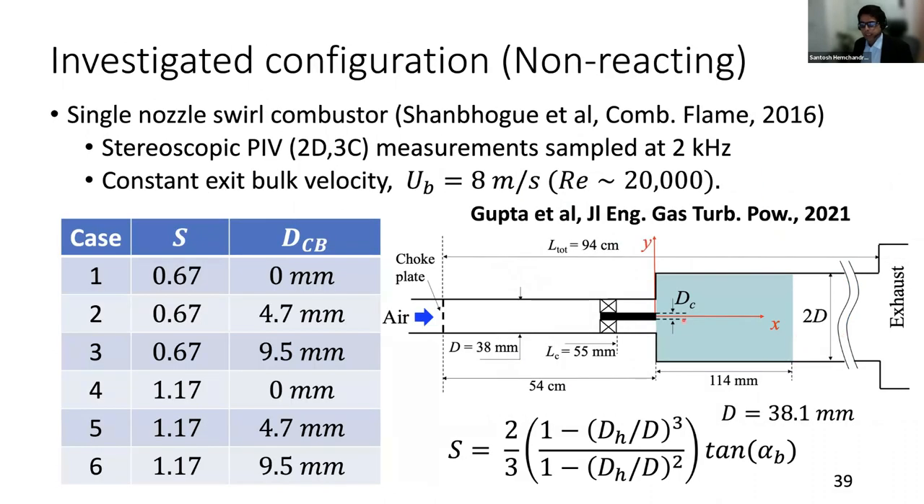So this is, again, their combustor. This we did in non-reacting flow. We did experiments at two swirl numbers, 0.67 and 1.17. What this change in swirl number does is move the breakdown bubble towards this center body. So in this case, we get a wake and center body-like structure. And in the 1.17 case, we get one which is completely merged. The details are again in this paper, and these are the conditions at which this experiment was done.